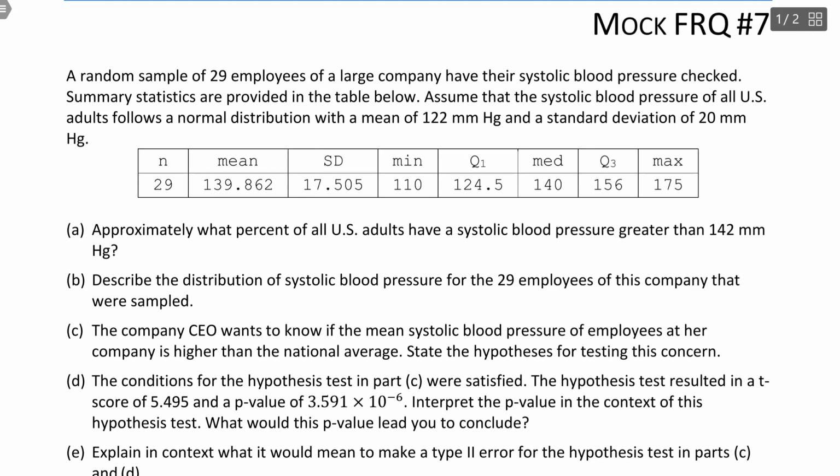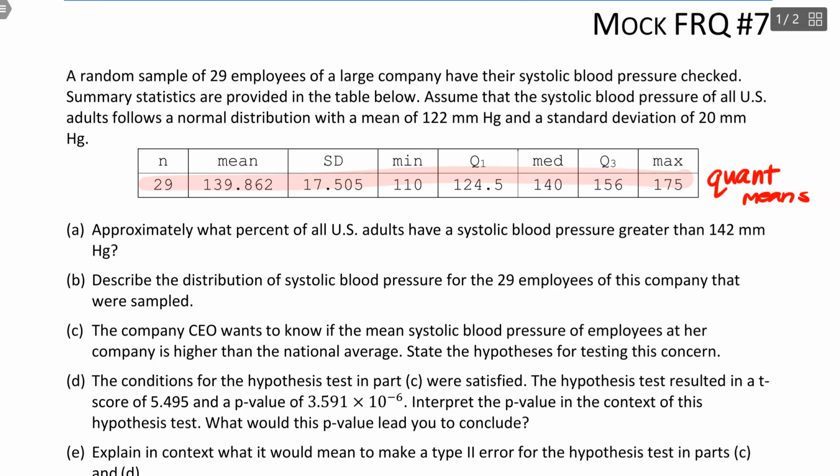A random sample of 29 employees have their systolic blood pressure checked. Summary stats are below. So everything over here is our summary stats. Again, I'm always thinking forward to what we might have to do. We have a quantitative measure, so if we're doing anything later, it's going to be in means land. We only have one sample, so it would be a t-test or a t-interval, that sort of realm, if we end up there. Then we keep reading.